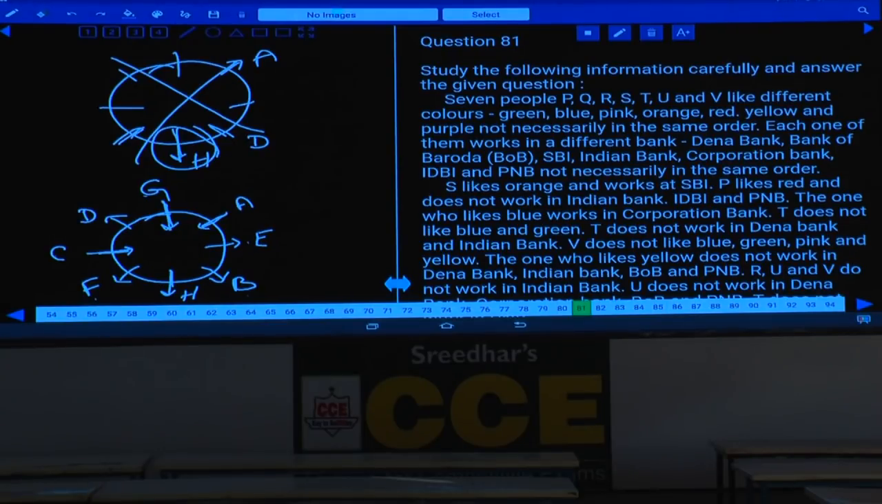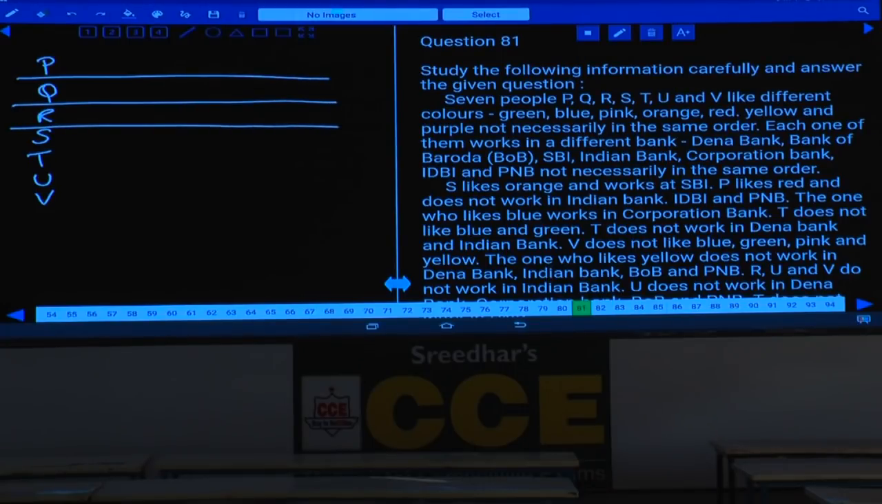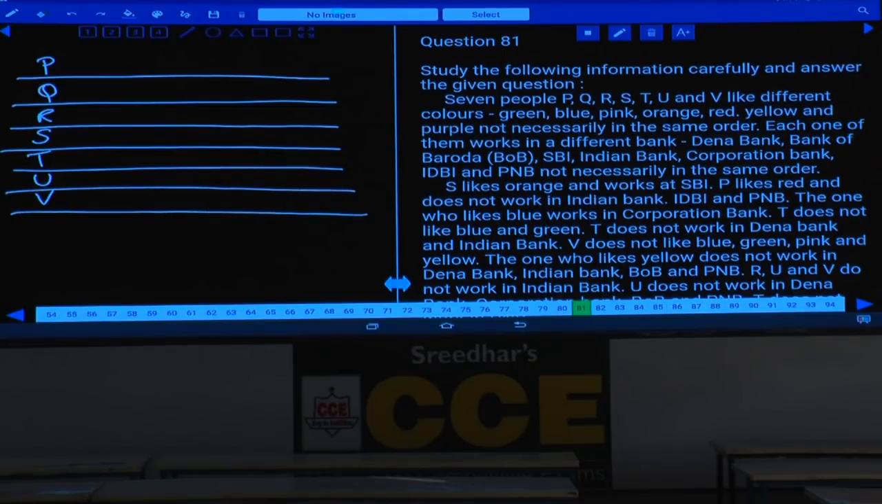Question numbers 81 to 85. Shall I start with this one? Now 7 people, P, Q, R, S, T, U and V, like different colors, and they are working in different banks. How many parameters are there in this one? There are 2 parameters. What are those 2 parameters here? Now one is the color and the other one is the bank in which they are working.